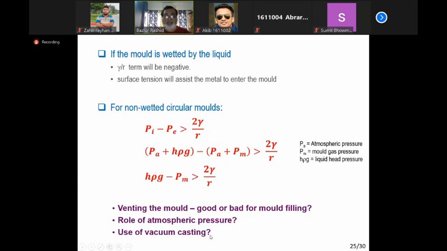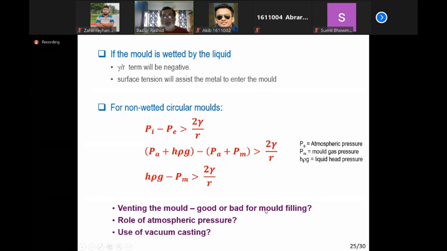Does vacuum casting help? What is the meaning of vacuum casting? Vacuum casting means atmospheric pressure is reduced. So atmospheric pressure is 101 kPa, and we can minimize it to 10 to the power minus 3, 10 to the power minus 5 kPa, etc. So basically, it is a PA with a reduced value. Since PA is cancelled out in the final equation, atmospheric pressure and vacuum pressure don't have any effect. So vacuum casting will be no good in mold filling. Atmospheric pressure will be no good in mold filling, but venting will help.